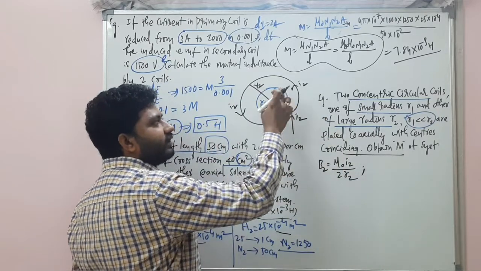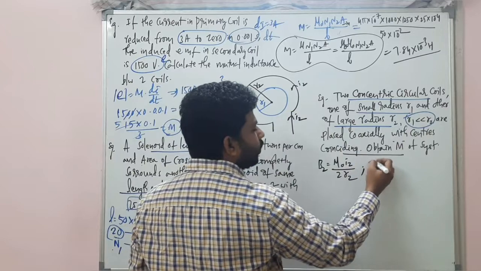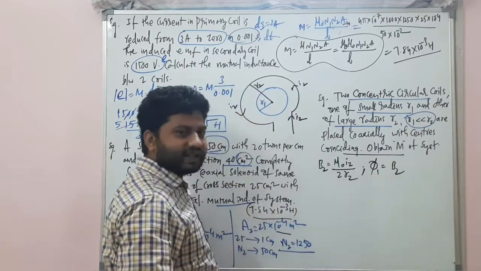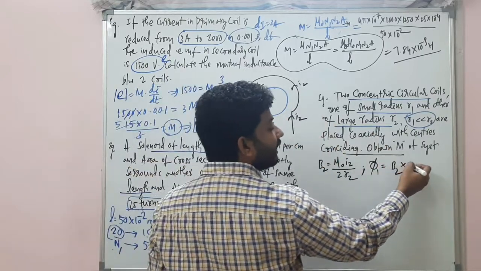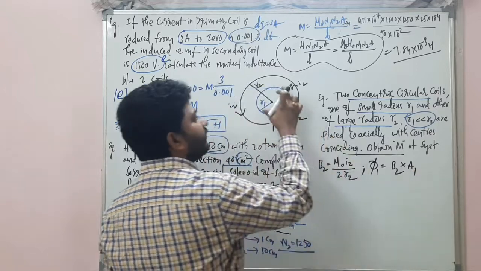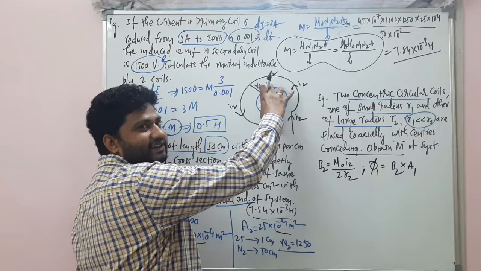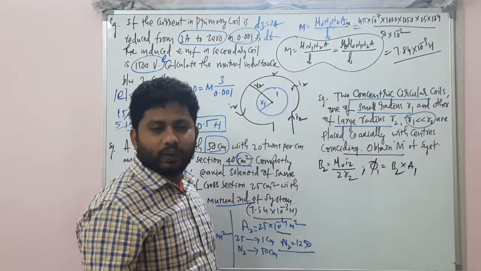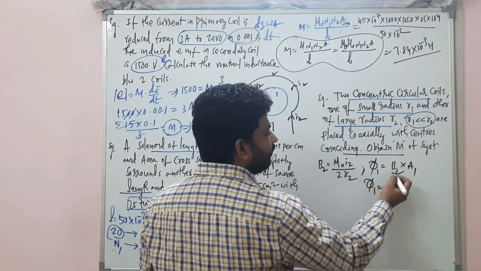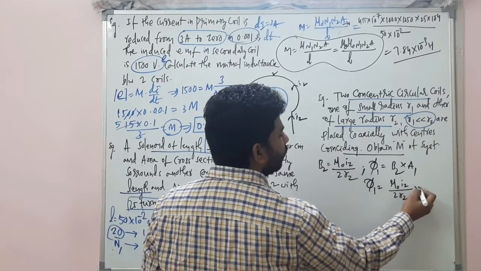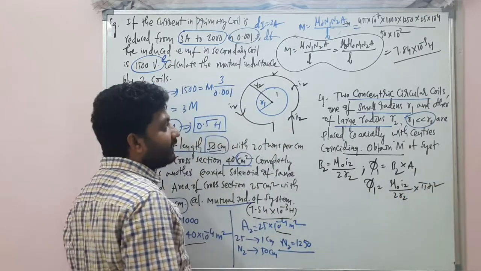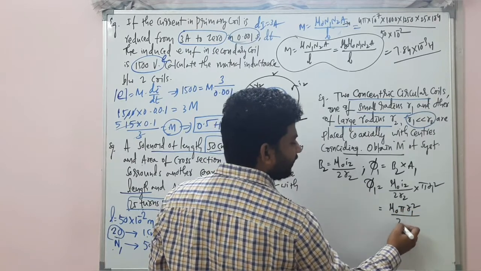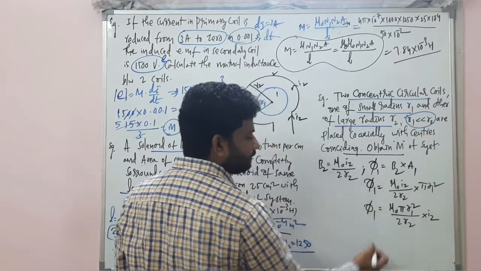Now, because of this magnetic field, there is a flux linked with this inner coil. So the magnetic flux linked with the first coil is equal to the magnetic field due to the second coil into the area of cross section of the first one. In this area only flux is linked, right? The flux is due to the magnetic field of the outer one, the second coil. Now, the magnetic flux linked will be B2, which is mu naught I2 by 2R2, into A1. A1 is pi R1 square. So here I can write phi 1 equals mu naught pi R1 square divided by 2R2 into I2.